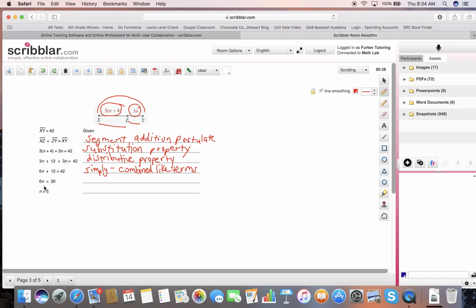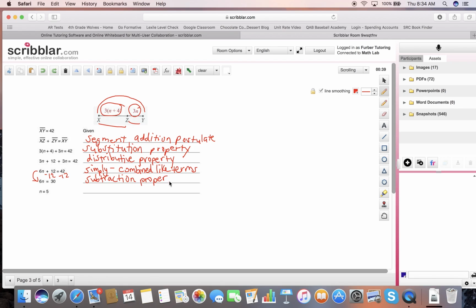Now we're going to get into some equality properties, okay? How did I get from here to here? What's missing? What's different? Well, the left side no longer has a 12, and then the right side is no longer 42, it became 30. Well, what would I do in this equation to solve for n? Well, the first thing I would have done is I would have gotten rid of the 12. How did I get rid of the 12? Well, you could probably tell you subtracted it from both sides. So that's the subtraction property of equality, but you can just write subtraction property.